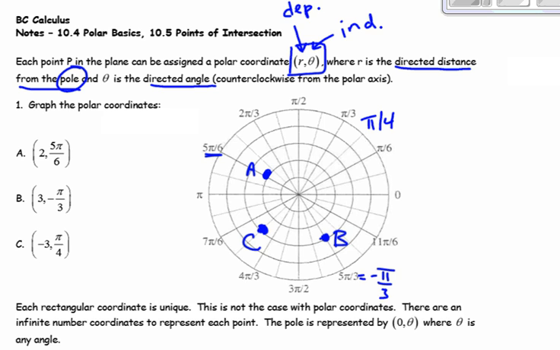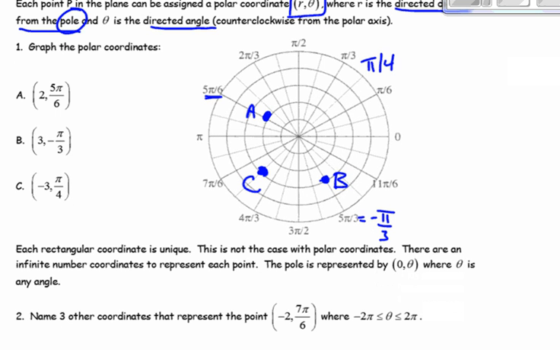Now, just a reminder that each rectangular coordinate is unique. That means every point is its own point and you cannot represent it a different way. But this is not the case with polar coordinates. There are an infinite number of coordinates to represent each point because we go around and around, so you can just keep adding 2 pi or use negative radii or things like that. Also, the pole we talked about was the center, but the pole can be represented by the point (0, theta), because it does not matter what theta, what angle you're at. If you have 0 radius, then you will be at the pole.